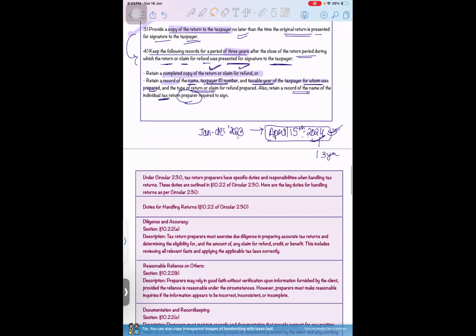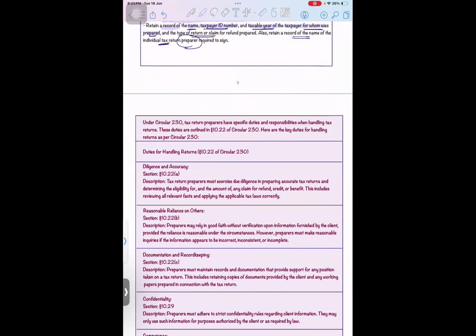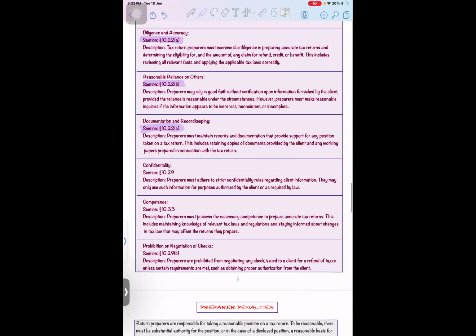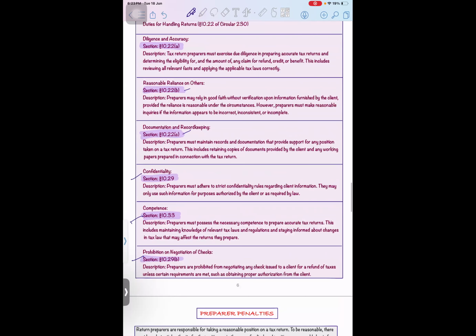Now let's see in Circular 230 what duties are mentioned by the IRS. Okay, so under Circular 230, we are going to understand 10.22, sections 10.22(a), 10.22(b), 10.22(c), and 10.29 and 10.33. Along with that, one more is 10.29(b). Okay, 10.29 and 29(b), 10.33, CBA. I would recommend that whatever sections I have quoted in the book, only that much you should remember.